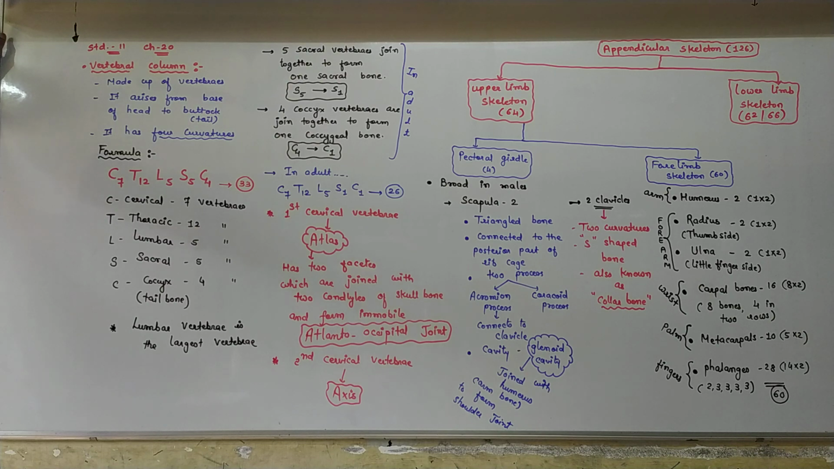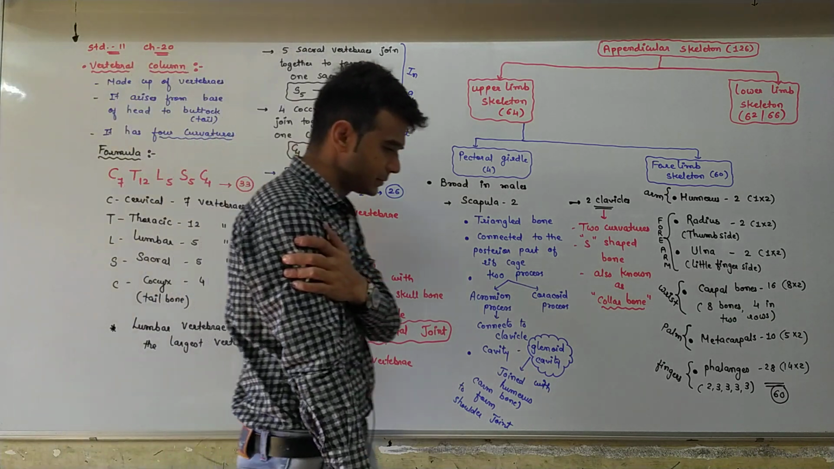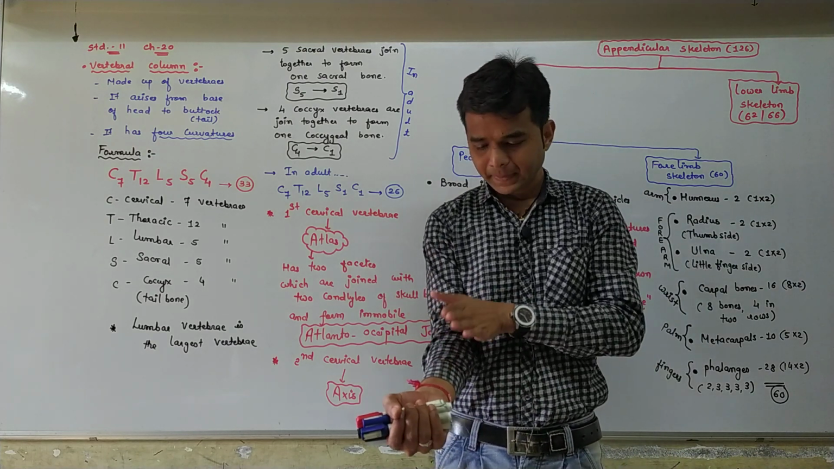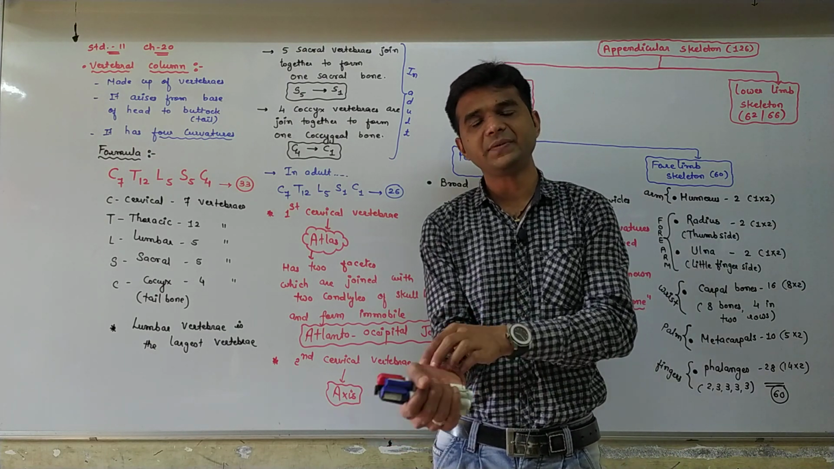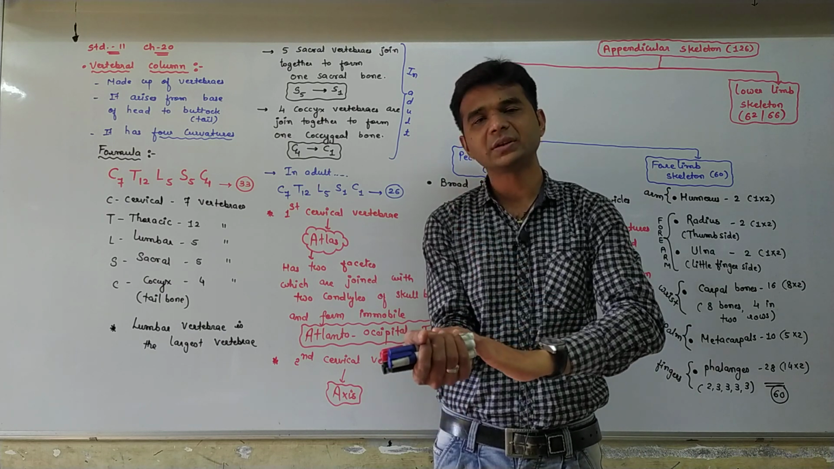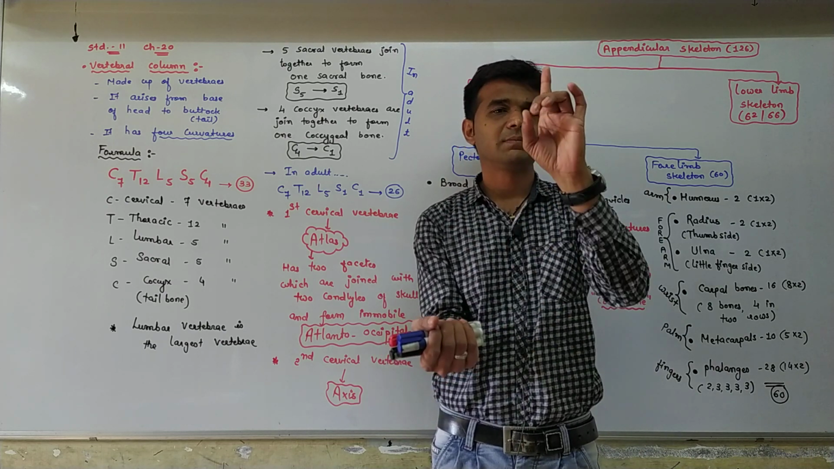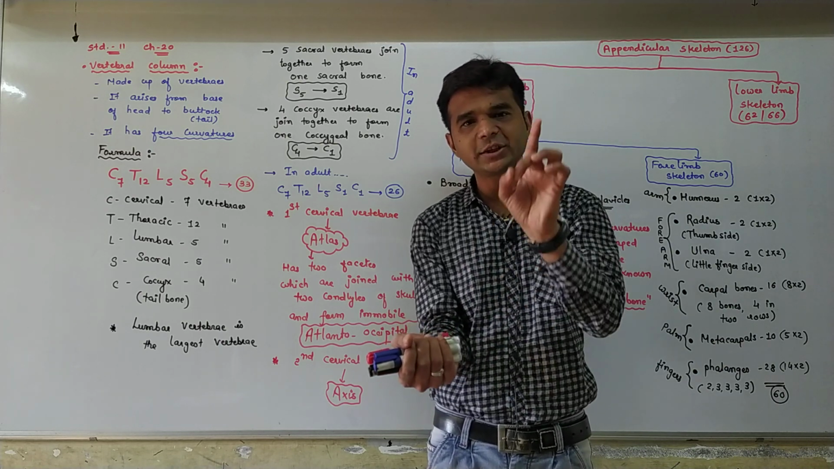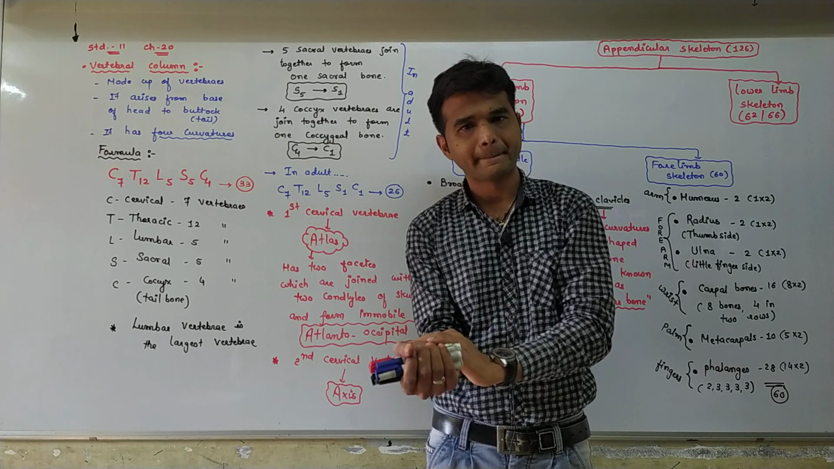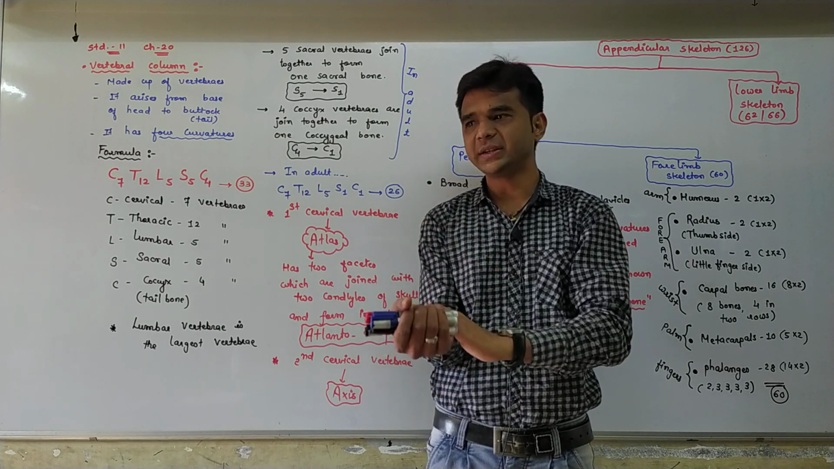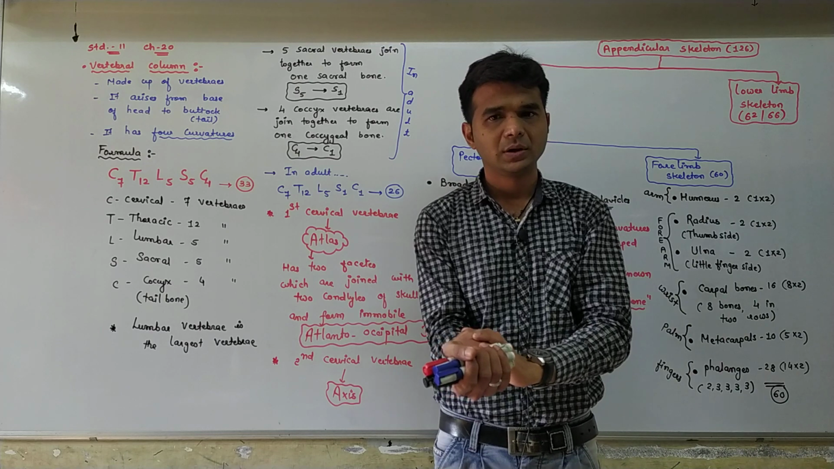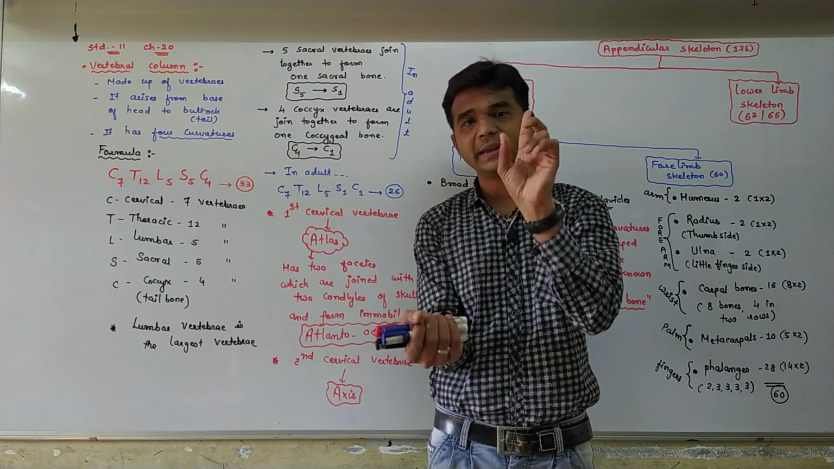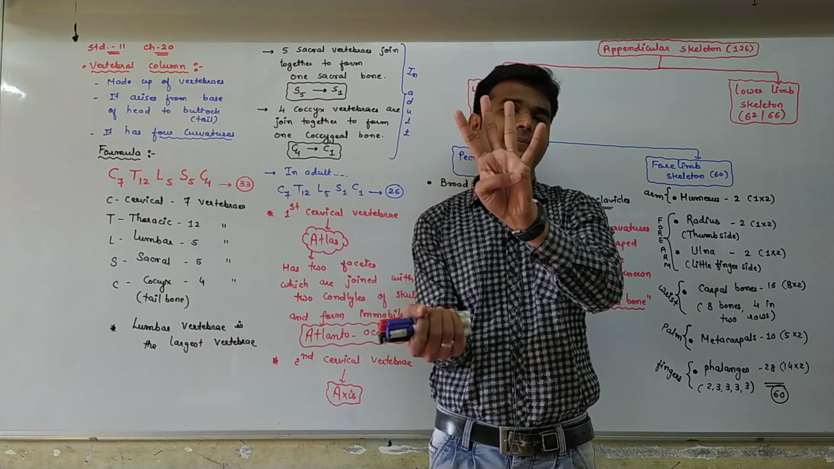So again, humerus 1, radius 1 towards the thumb side, ulna is there towards the little finger side. In the wrist we have 8 bones, but these 8 bones are arranged in 2 rows, and in each row 4 bones are there. Okay, so in the wrist the carpal bones are 8, arranged in 2 rows, and in each row 4 bones are there.